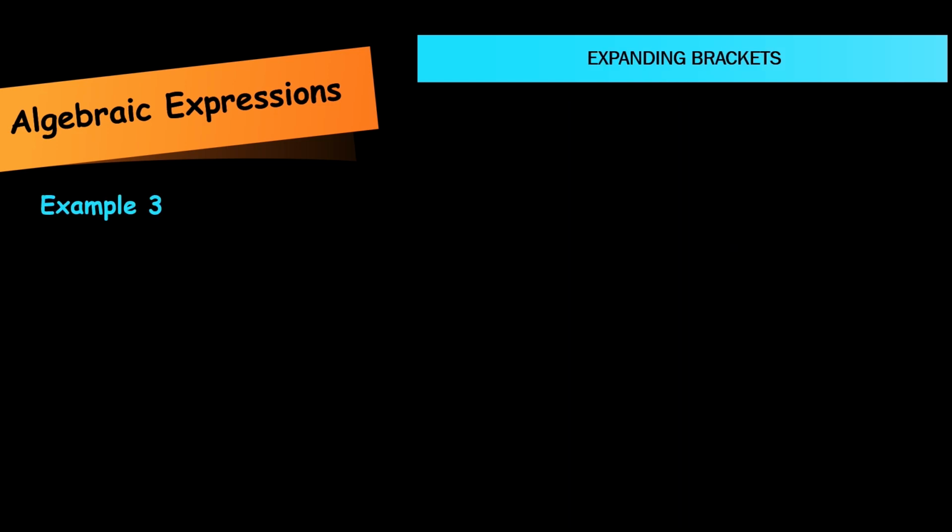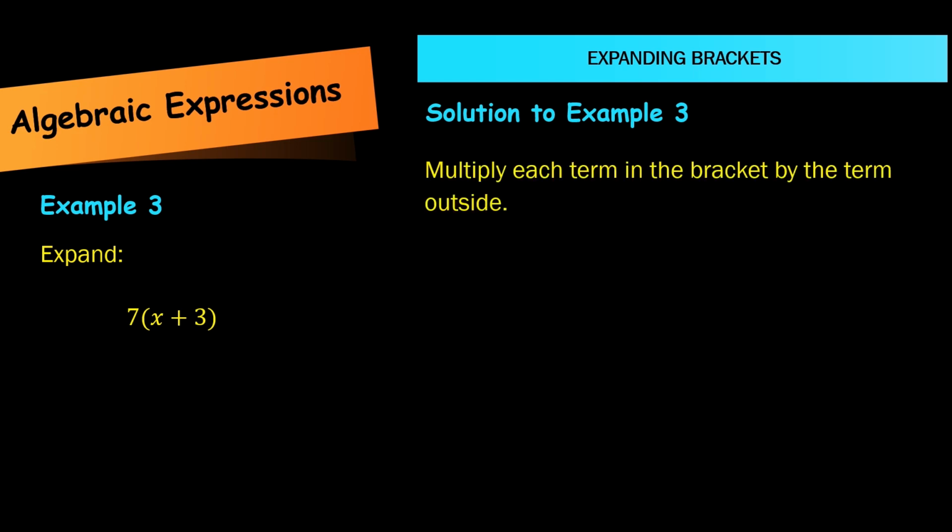Let's now have a go at another example. We are required to expand 7 times x plus 3. So let's solve this. Multiply each term in the bracket by the term outside. So 7 times x is 7x, and 7 times 3 is 21.